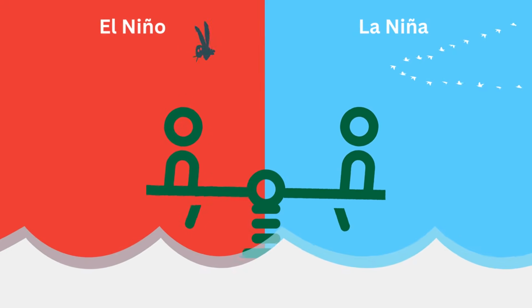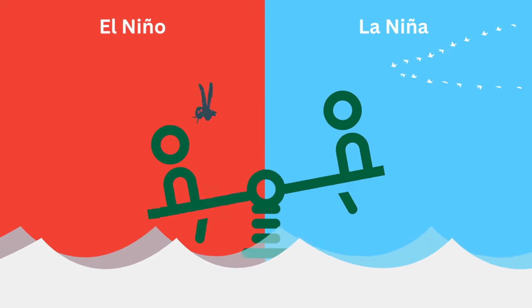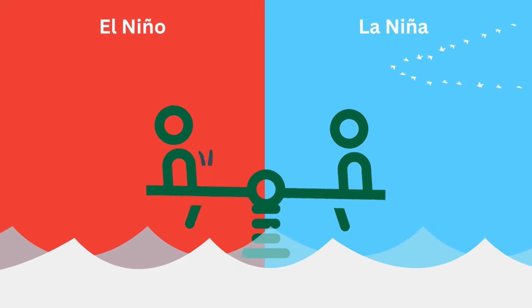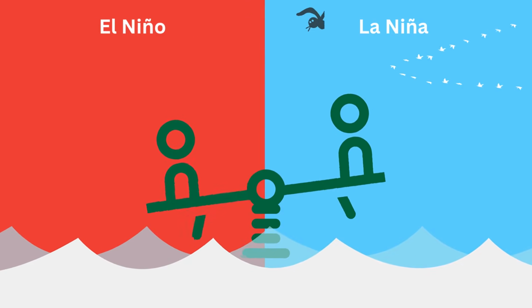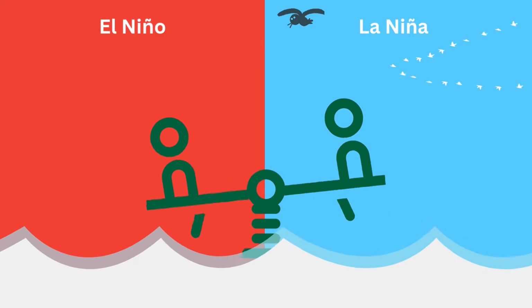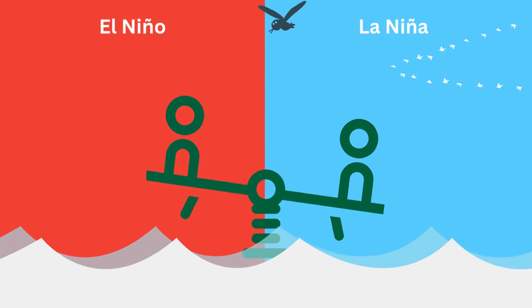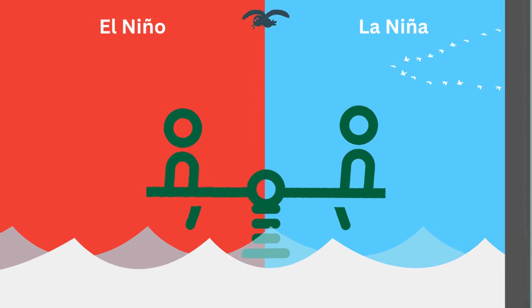Think of ENSO as a seesaw. On one side you have El Niño, which leads to warmer ocean waters. On the other side, there's La Niña, which causes cooler ocean temperatures. The balance between these phases can dramatically change weather patterns around the world.